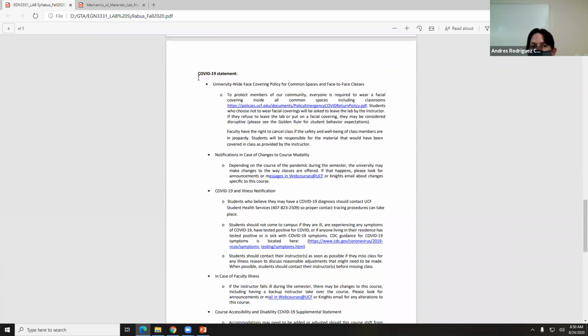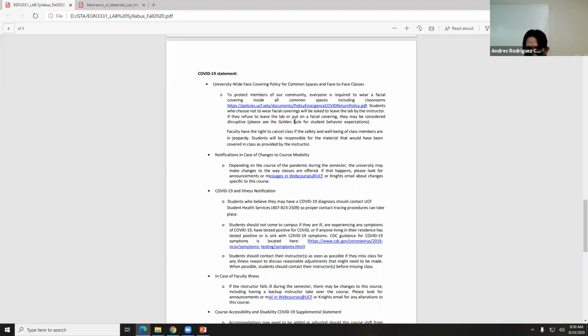So we already have the COVID statement inside of the syllabus. Obviously, to summarize this, you have to notify if you feel that you are having symptoms of COVID. You have to raise the hand and say, I can't go to the classroom today because I'm not feeling well, because I got these symptoms, and we can do it online.